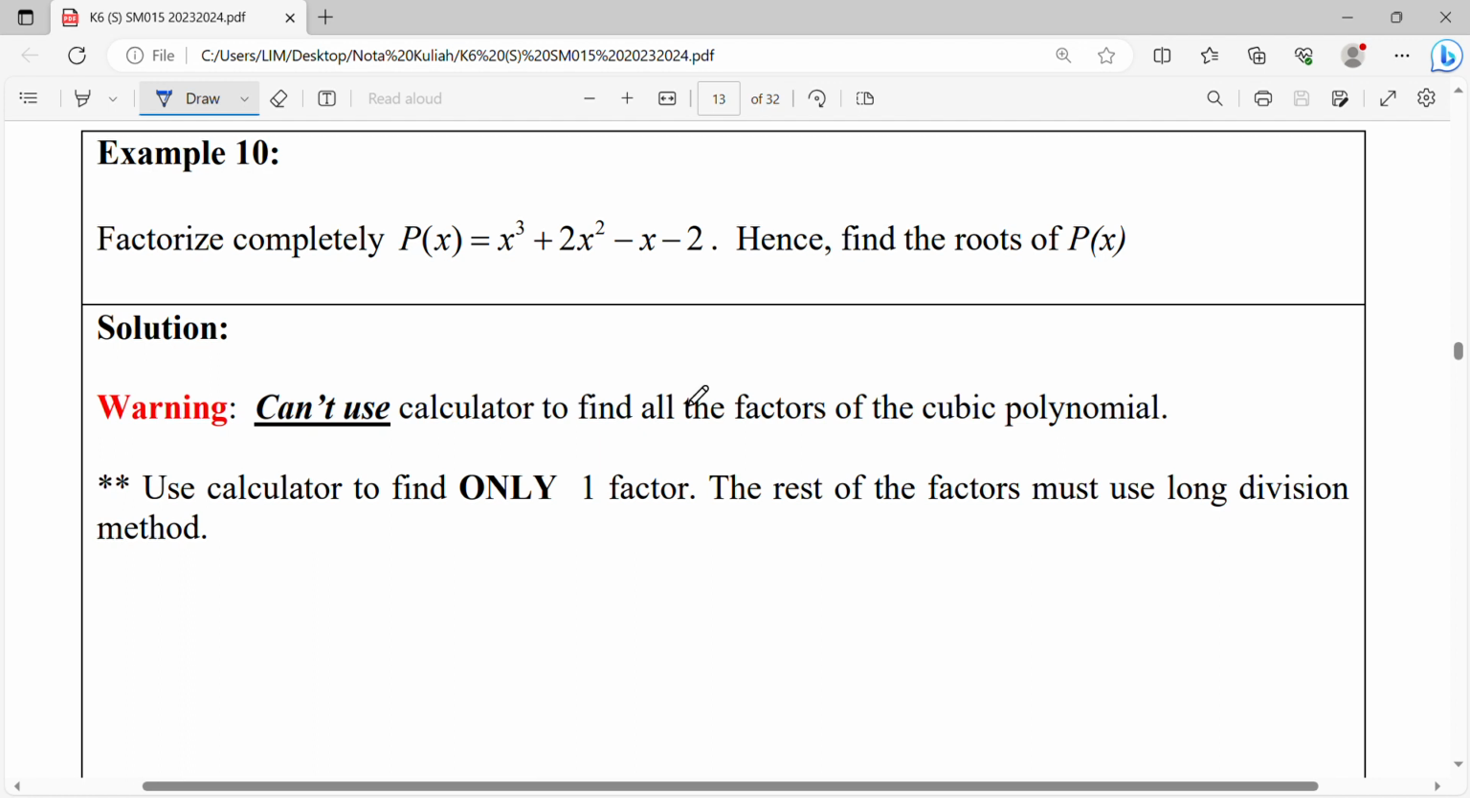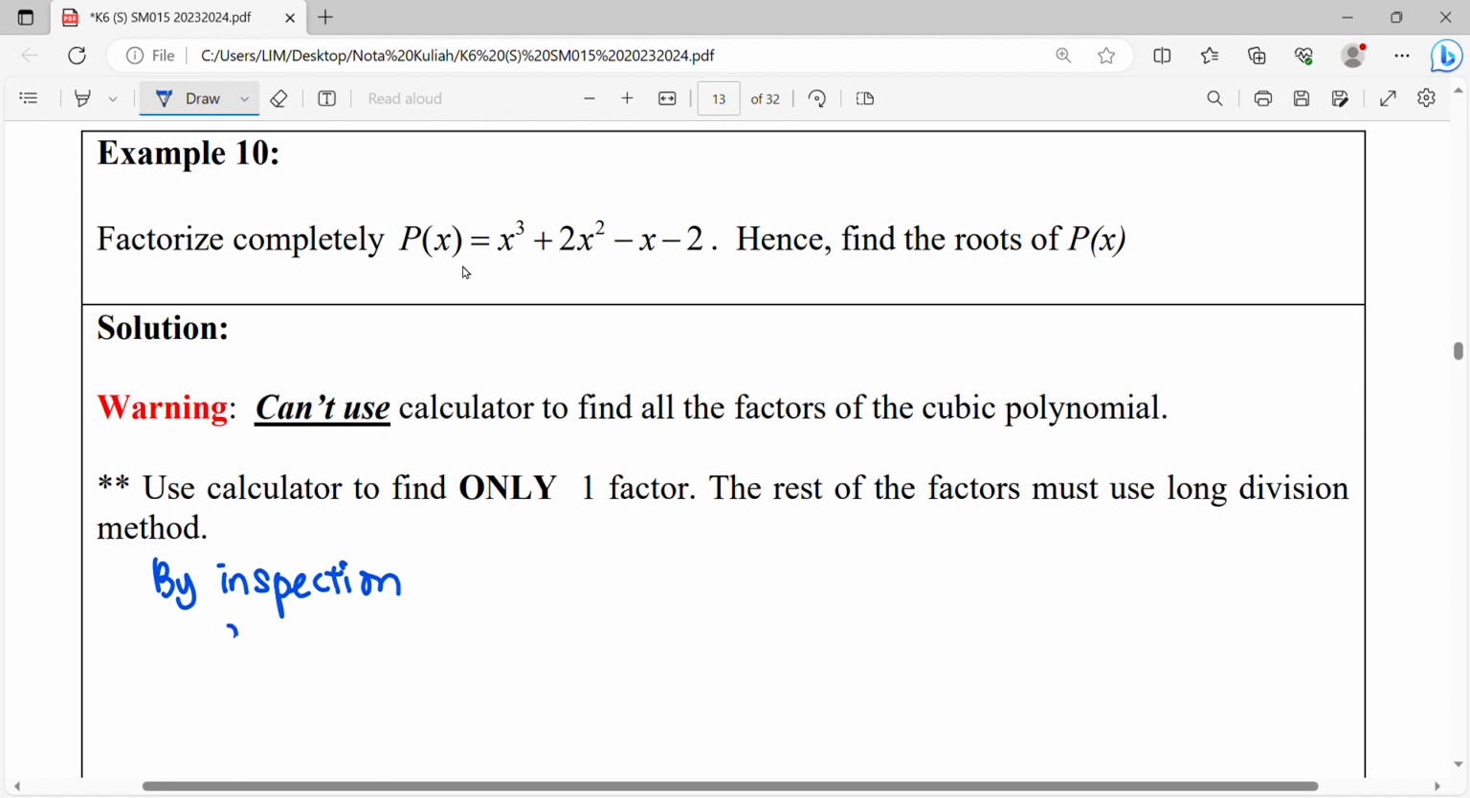So we can use the calculator to guess, to find only one factor, then the rest of the working must be shown step by step using long division. So first of all, by guessing, or we say by inspection. So how do we get this inspection? We can use our calculator to get our first value. So by inspection, you can notice that from the calculator, the answer is x equals 1.